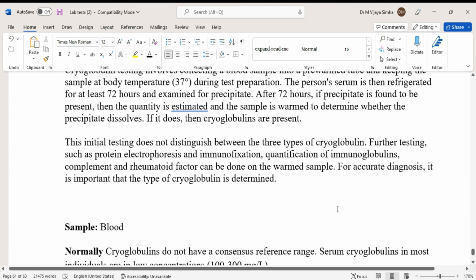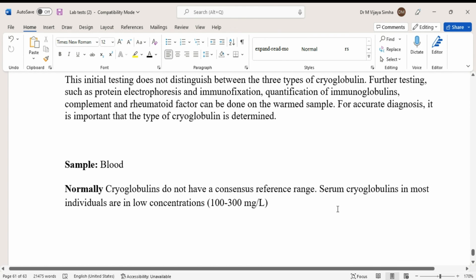The initial testing does not distinguish between the three types of cryoglobulin. Further testing, such as protein electrophoresis and immunofixation, quantification of immunoglobulins, complement, and rheumatoid factor, can be done on the warmed sample. For accurate diagnosis, it is important that the type of cryoglobulin is determined.